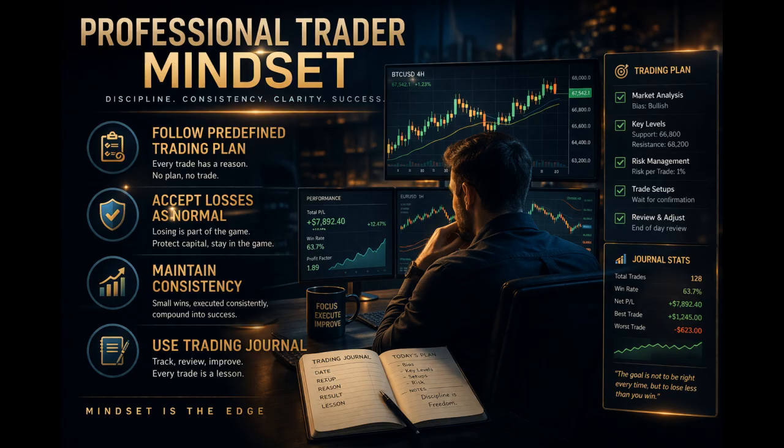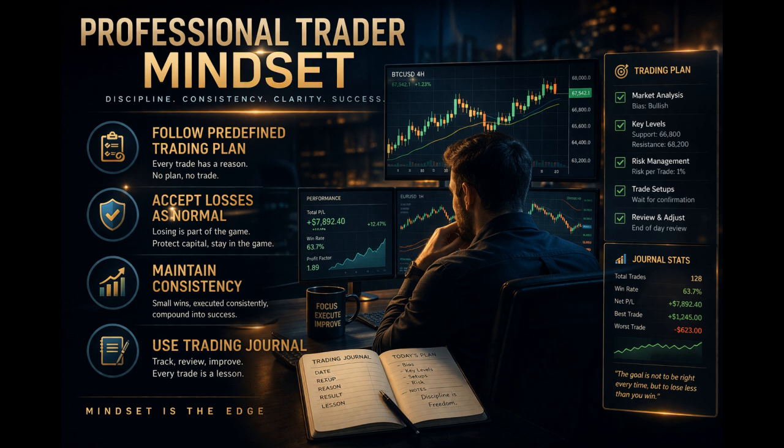Conclusion. Trading psychology plays a crucial role in determining long-term trading success. Even the most sophisticated trading strategies can fail if traders allow emotions such as fear, greed, or frustration to influence their decisions. Successful traders maintain discipline, follow predefined strategies, and manage risk carefully.